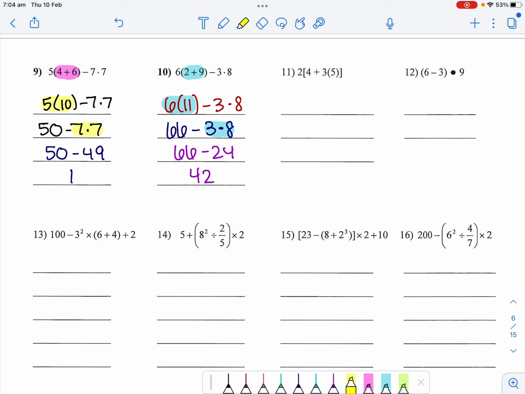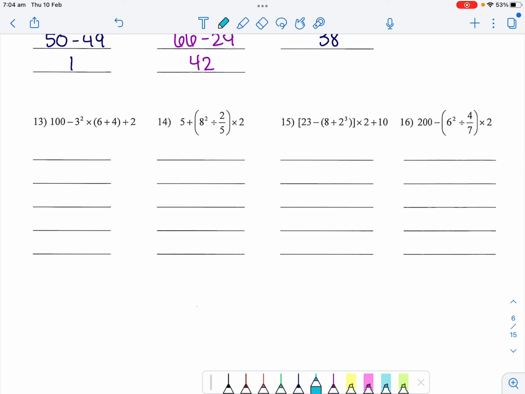Now in this next one, inside my grouping symbols, I have multiplication that needs to come first. So I'm going to do that multiplication first. So 2 times 4 plus 15. Then my grouping symbol is still there, so 4 plus 15 comes next. So 2 times 19, and 2 times 19 is 38. Up here, I've got 6 minus 3 in the grouping symbols first, so 3 times 9 is 27.